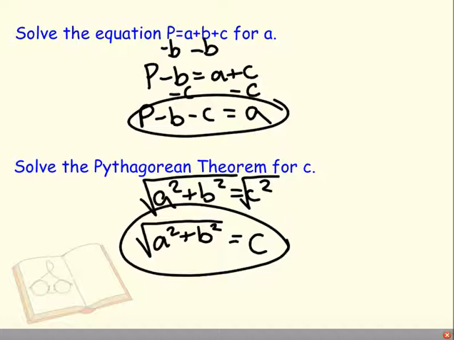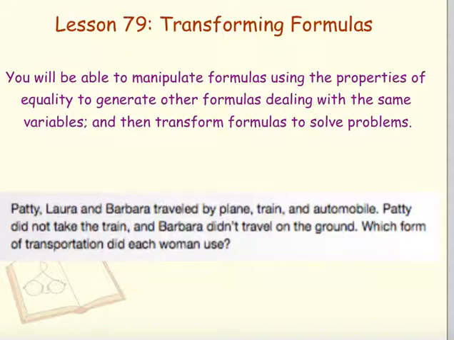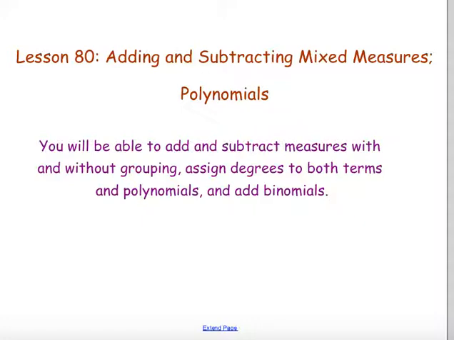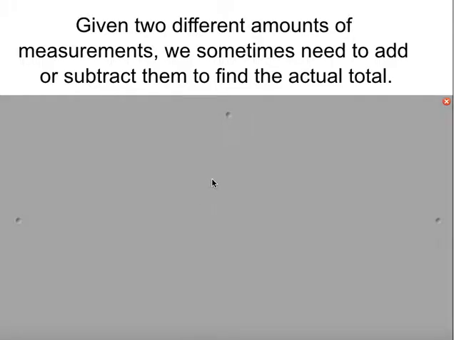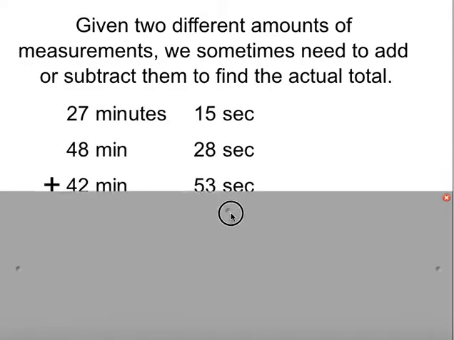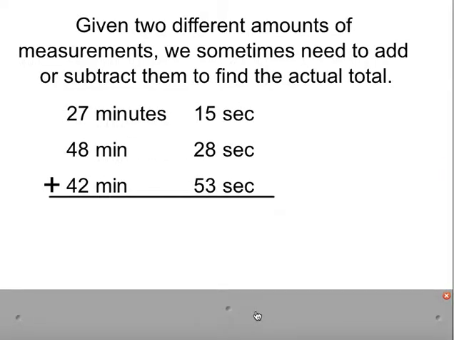transition into lesson 80. All right, so let's look at lesson 80. And for lesson 80, we are adding and subtracting mixed measures, and we're looking at some polynomials. So lesson 80, the first thing, sometimes we are given measurements in different units, and we need to be able to add and subtract them. Yes, we could transfer them all into the same units, but we can actually add and subtract them as they are. So for example, if we have 27 minutes and 15 seconds, 48 minutes and 28 seconds, and 42 minutes and 53 seconds, we need to add all of these up.